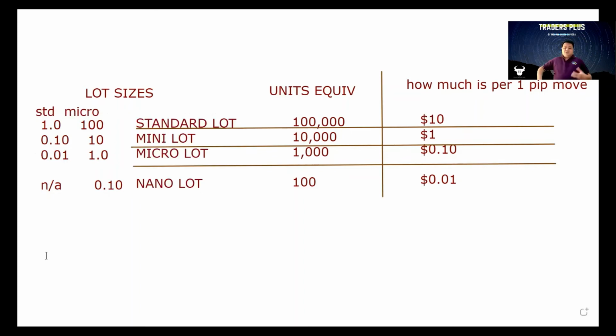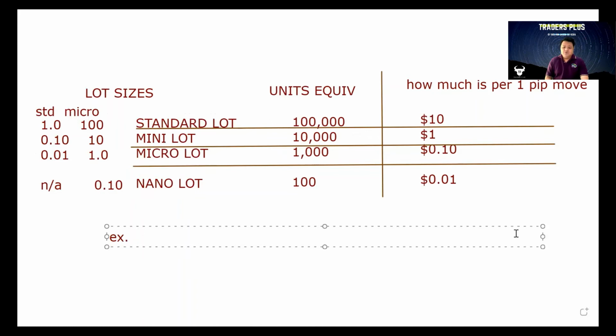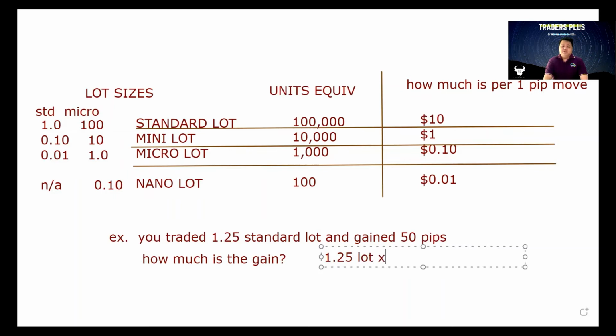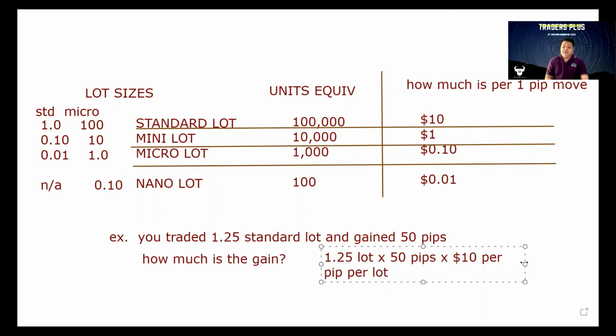Okay? So let's say if the move is, okay, let's say example, you traded 1.25 volume, no? Okay, standard lot, and gained 50 pips. Okay? So magkano yung gain mo? Magiging equation mo dyan, okay? So tanong natin, how much is the gain? The answer is 1.25, okay, volume to, no, o lot, times 50 pips times $10 per pip per lot. Okay, so i-multiply mo lang yan. Okay?